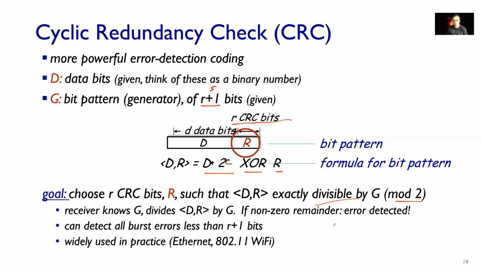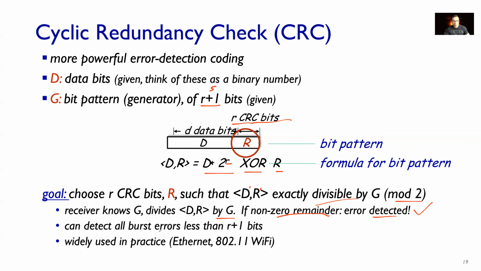Now, D comma R gets sent. Of course, there could be potential errors. So what the receiver receives is D prime and R prime. And now the receiver needs to figure out whether there's an error. So what does the receiver do? The receiver takes whatever it has received and divides it by G. If the remainder is non-zero, it knows there's an error. If the remainder is zero, it assumes there are no errors.